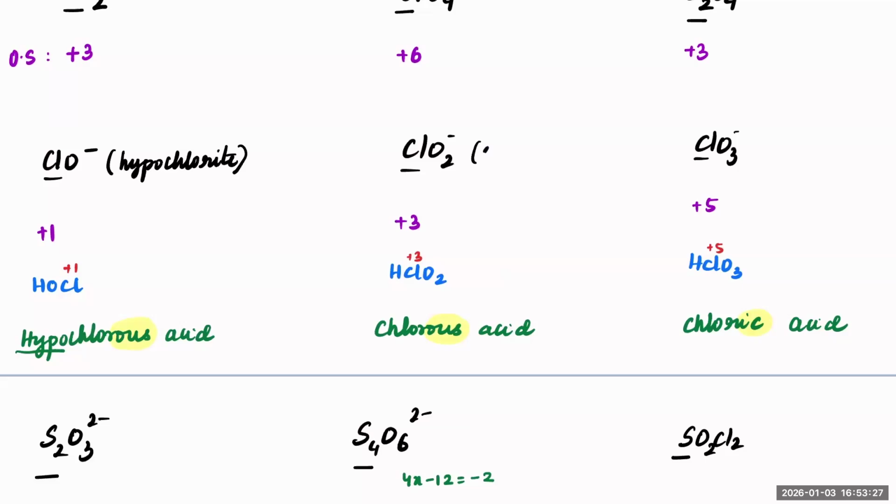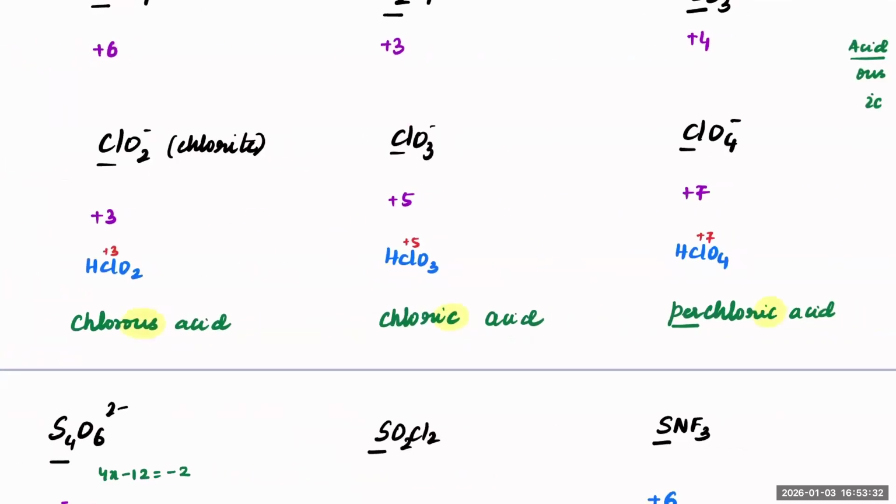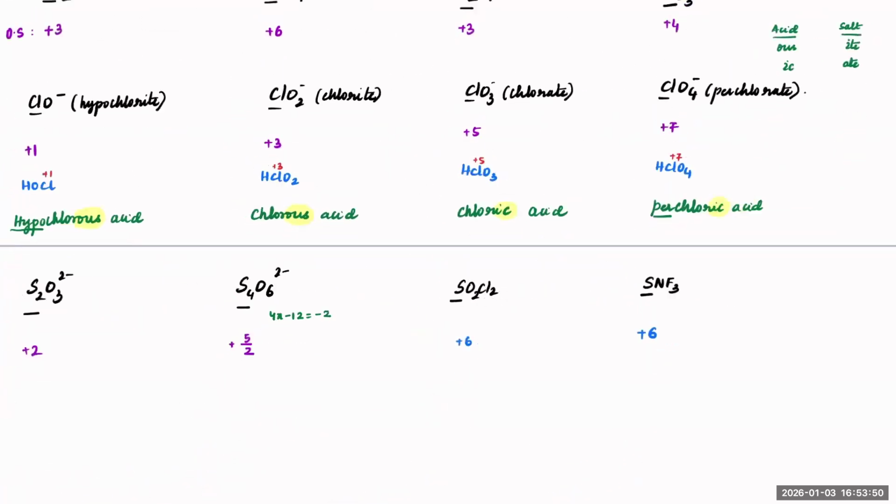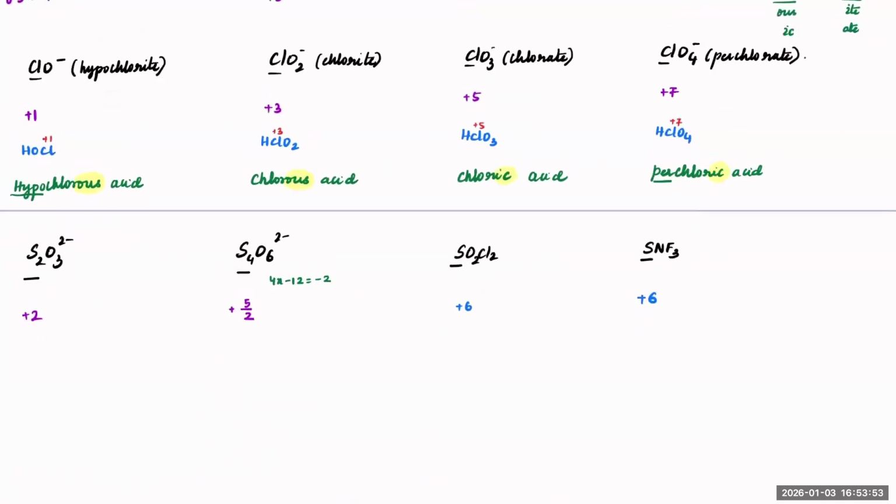What about this one? Chlorite ion. What about this one? Chlorate ion. And what about this one? Perchlorate ion. Very good. Make sense? Henceforth, if I give you a list of ions, you should be able to name them as well.